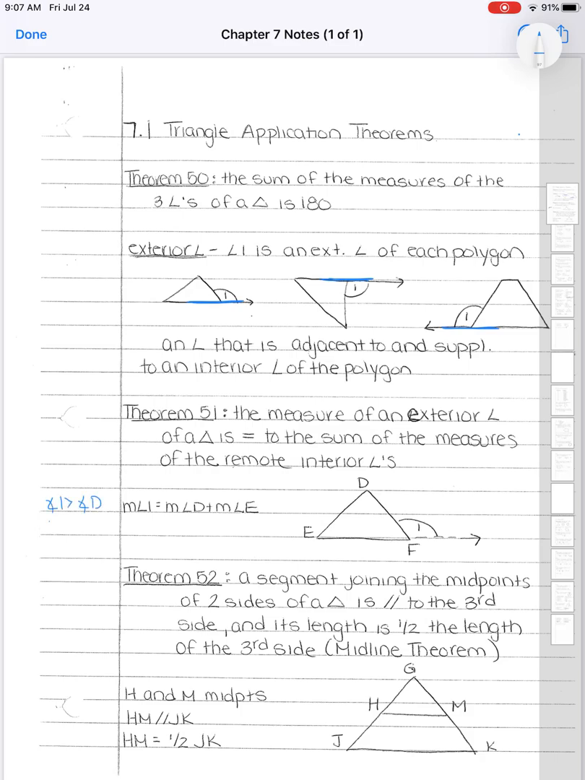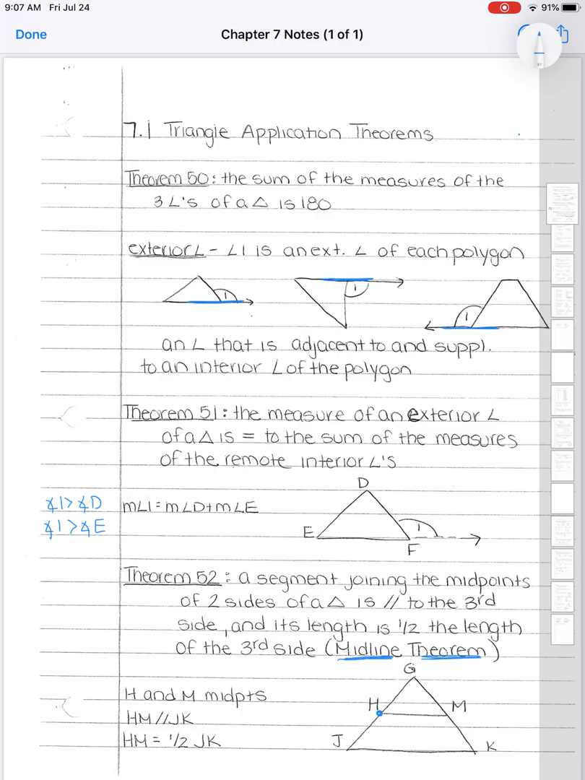Theorem 51 says that the measure of an exterior angle of a triangle is equal to the sum of the remote interior angles. So a few sections back, we had learned a theorem that said the exterior angle is greater than the measure of either remote interior angle. So the previous theorem had said that angle 1 was bigger than angle D, and angle 1 was bigger than angle E individually. But this new theorem is now saying that angle 1 is equal to the sum of angle D and angle E, which would allow you to come up with an algebraic equation.